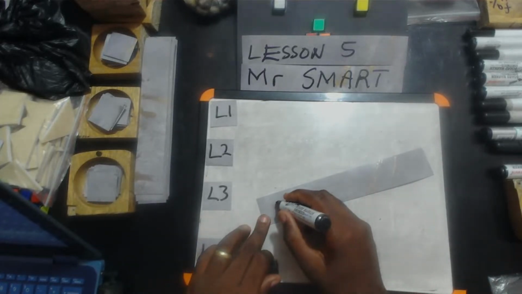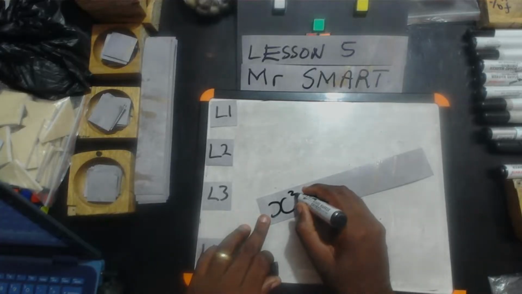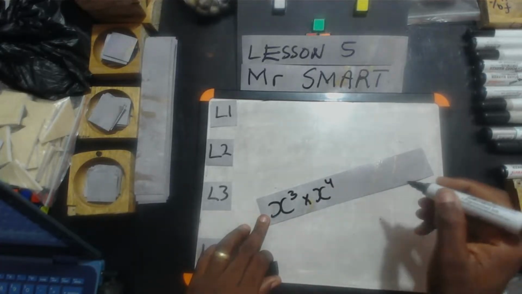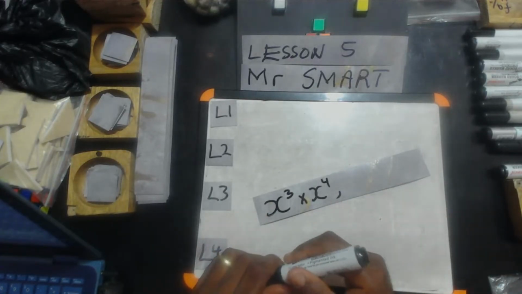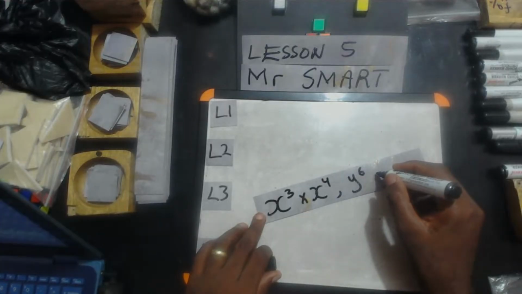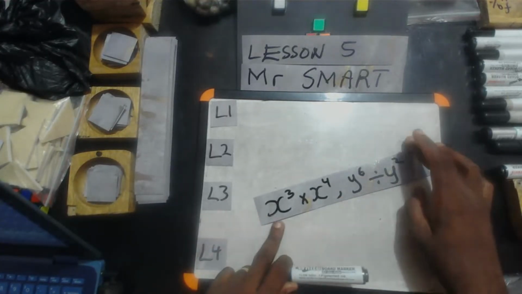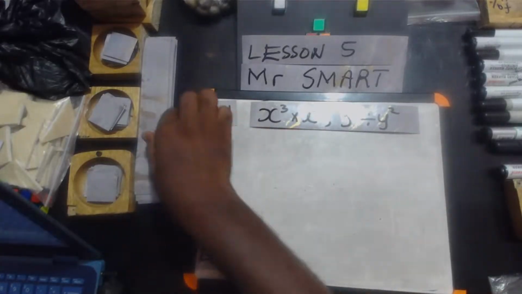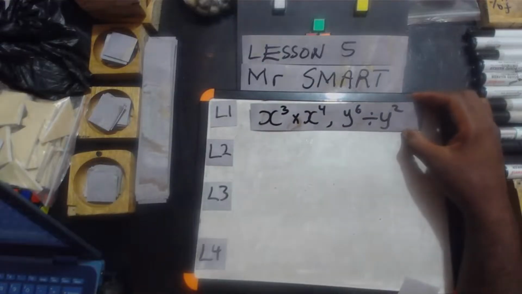So we have x to the power 3 times x to the power 4. This is one question for you to try. Now let's go y to the power 6 divided by y to the power 2. Can you apply this? So can you solve this and that? Nice. So this is the question.